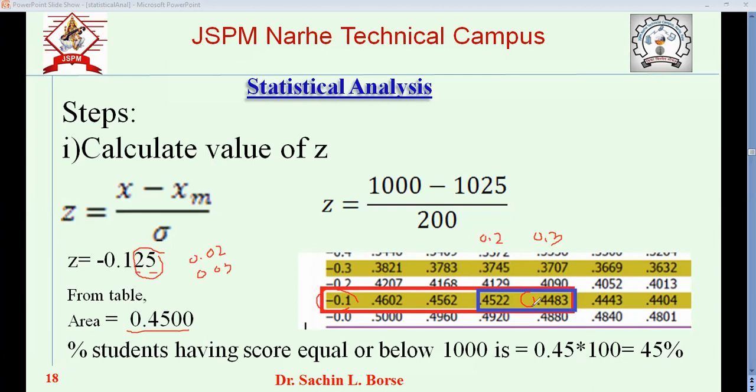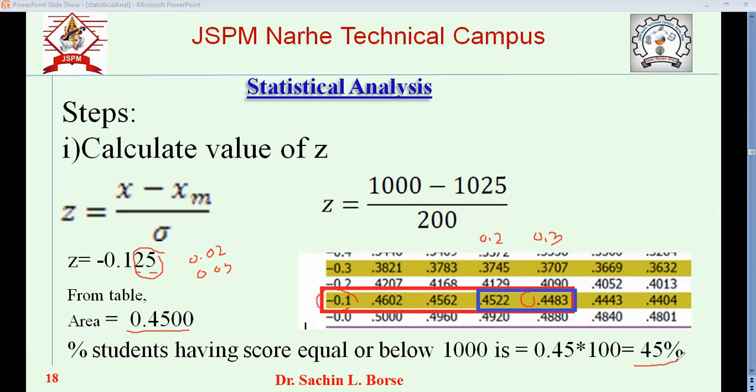So you multiply this 0.45 by 100. How many percent of the students are there who have a score of 1000 and below 1000? It is 45%. So he is in the 45% of students. And the remaining students are 100 minus 45, which is 55%. So the remaining students are 55%, and he is in the 45% of students. Okay, so this is the probability we can find from this.